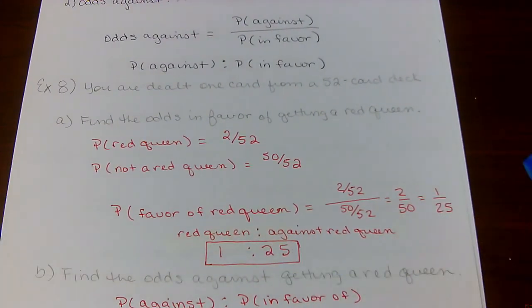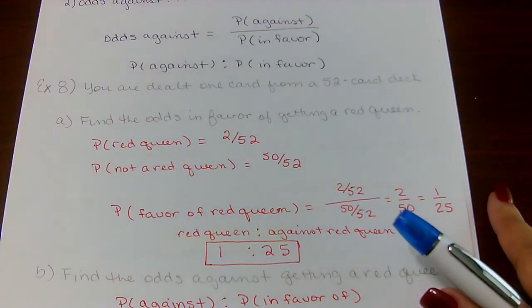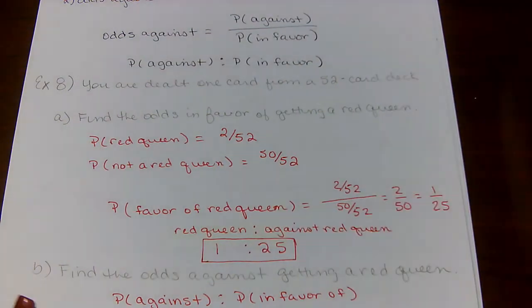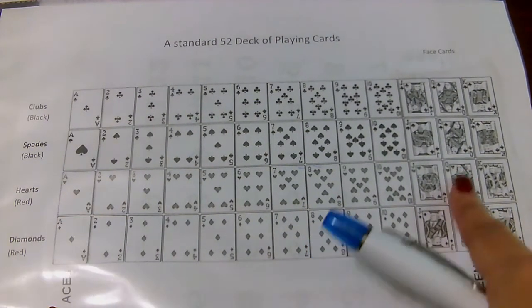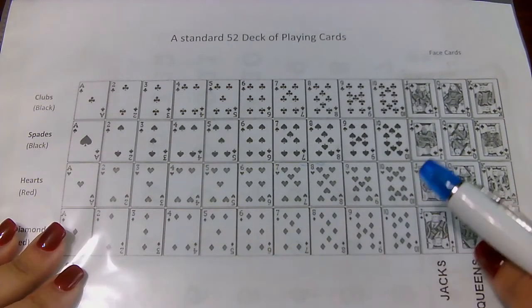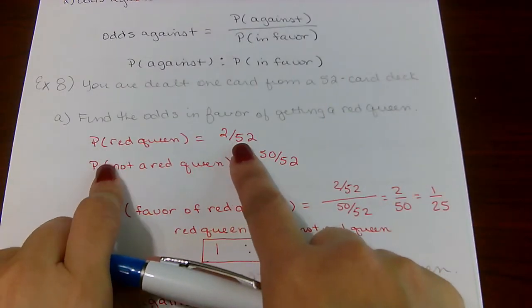Number 8. You are dealt one card from a 52 deck. Find the odds in favor of getting a red queen. How many red queens do we have? So here we have 2 red suits and we have 2 queens. So we have 2 red queens out of 52. So the probability of getting a red queen is only 2 out of 52.